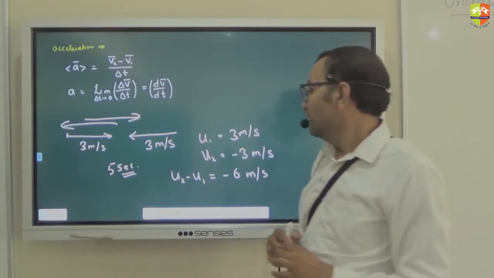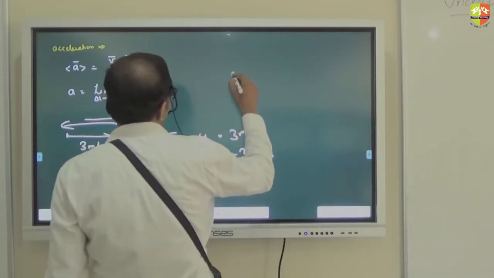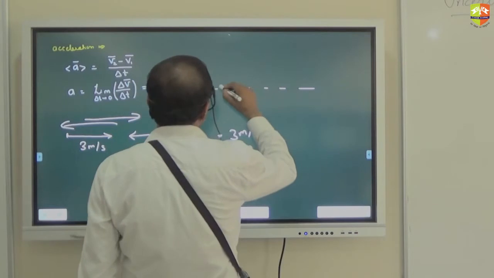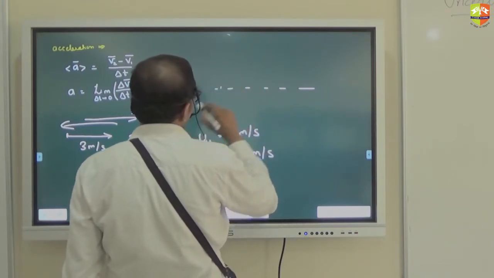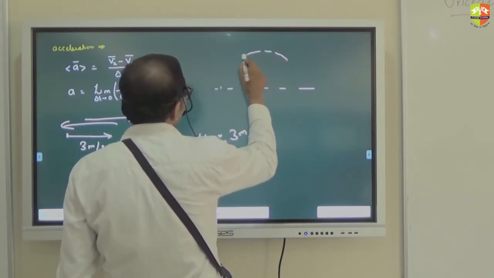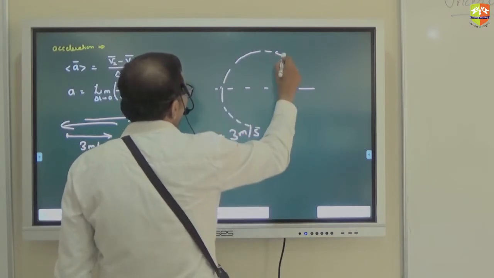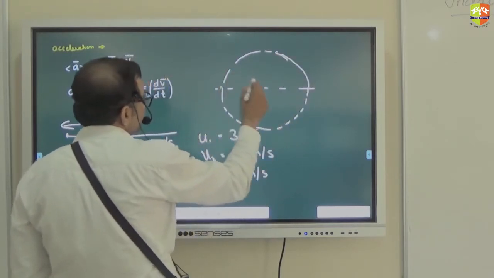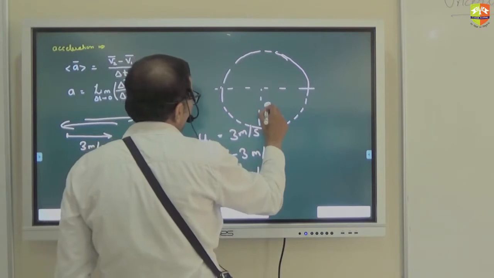Now, let us say this is a scenario. Suppose an object is going in a circular motion. It is moving in a circular motion of radius r.